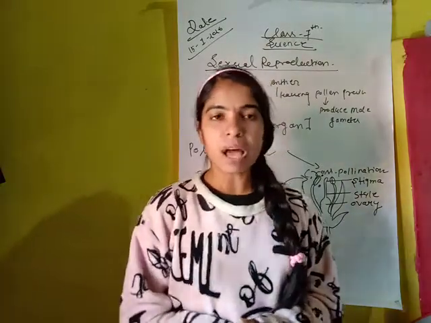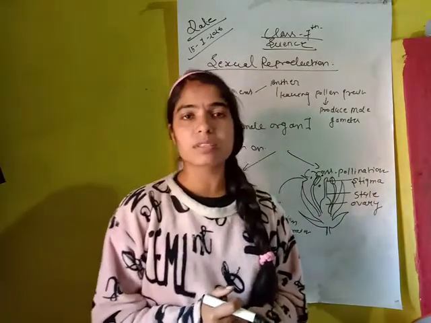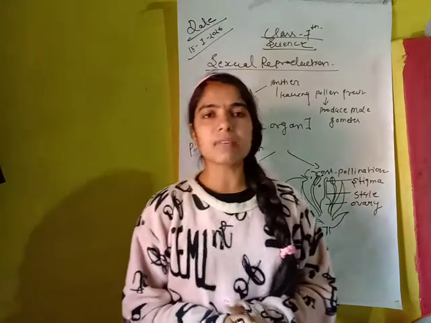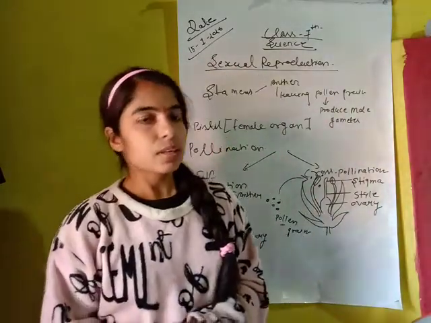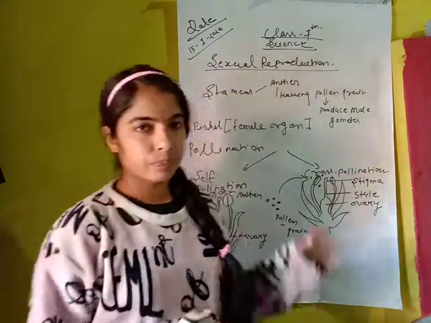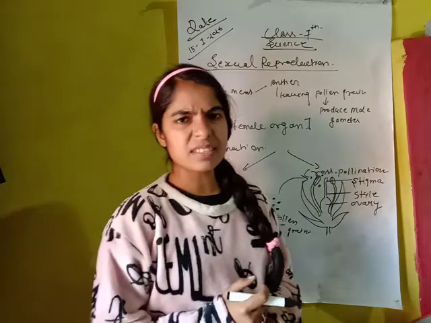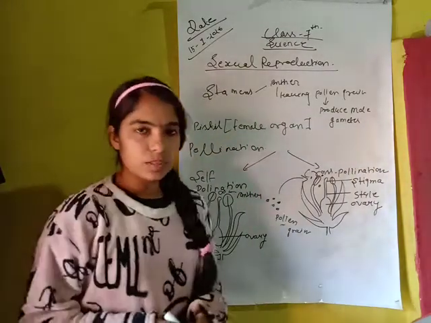The flower which has both male and female gametes is known as a complete flower, and the flower which has only male or female gametes is known as an incomplete flower. Clear? Today in this video I am going to tell you about pollination, which is very necessary for sexual reproduction in plants. So let's start today's topic.